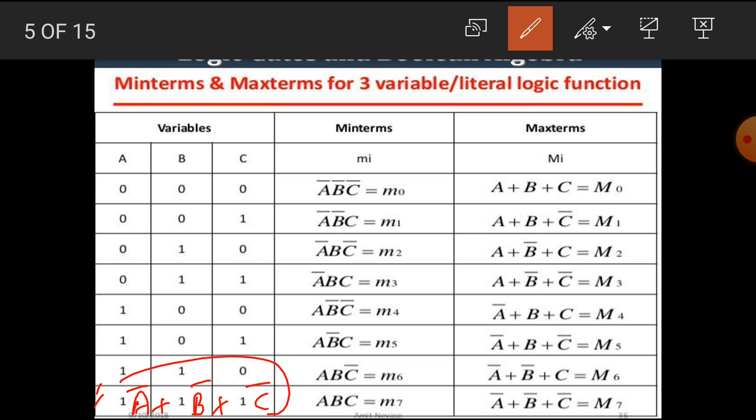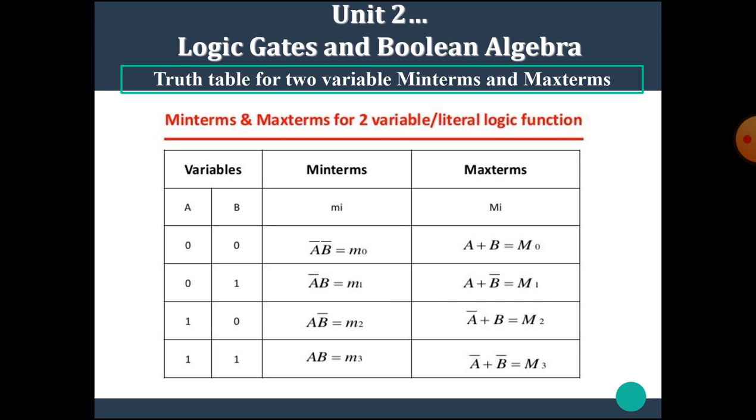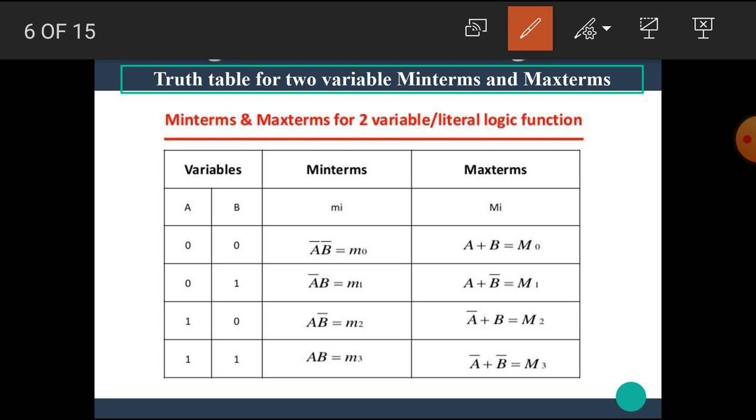We get the max term here, a bar plus b bar plus c bar. I hope you all now understand how to find the min terms and max terms for the given truth table. If we look at the table, we can notice that the min terms are written in small letters m0, m1, m2, while the max terms are written in capital letters M0, M1, M2, etc. Now let's see the truth table for two variable min terms and max terms.